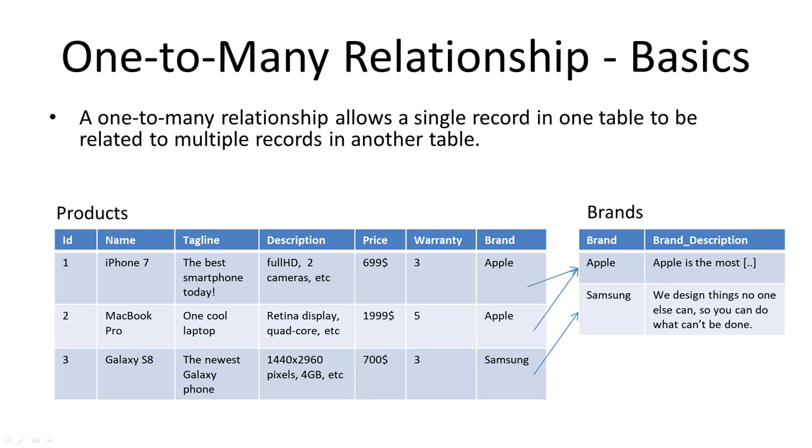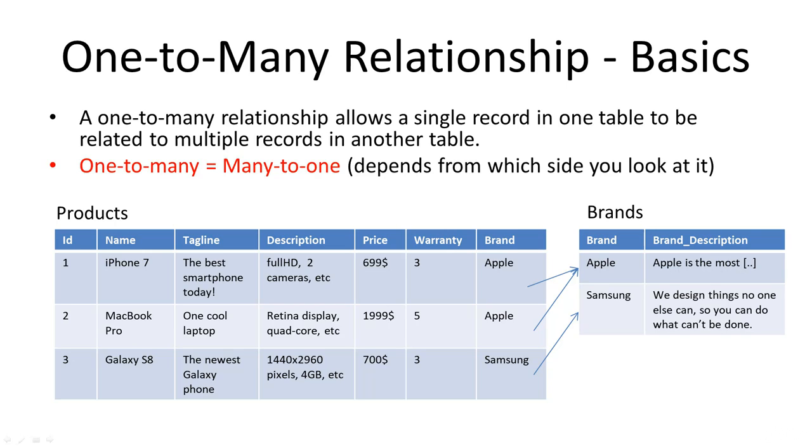Basically, the one thing you should note here is that one-to-many and many-to-one is the same relationship. Nothing changes in the DB. It just depends on which side you look at it. Okay, that being said, before we move to our next example, let's update the design in MySQL Workbench.